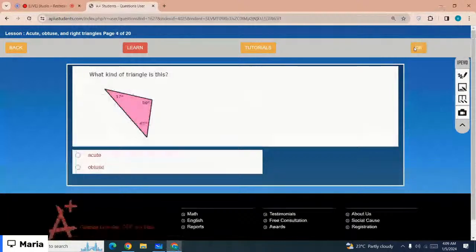What kind of triangle is this? The measurements of the angles are 96 degrees, 47 degrees, and 37 degrees. Which is the correct option?